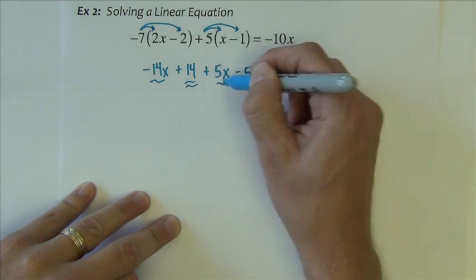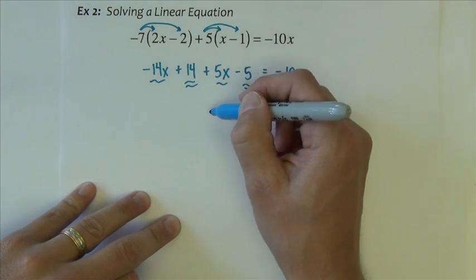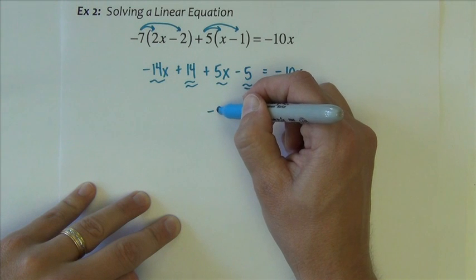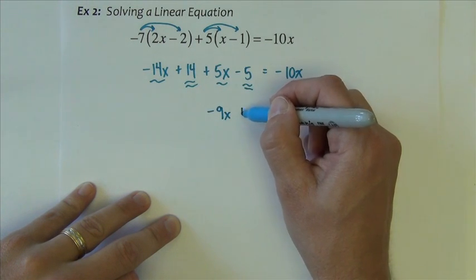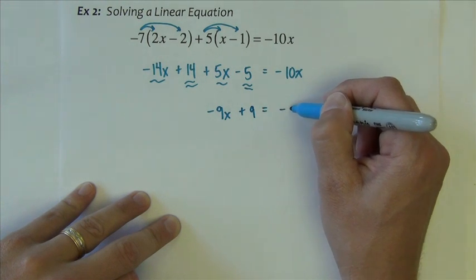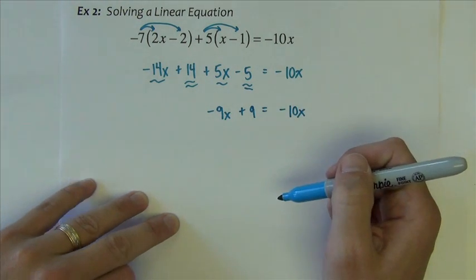I'm going to put together my like terms. The x's combine to be negative 9x. The non-x's combine to be positive 9 equals negative 10x.